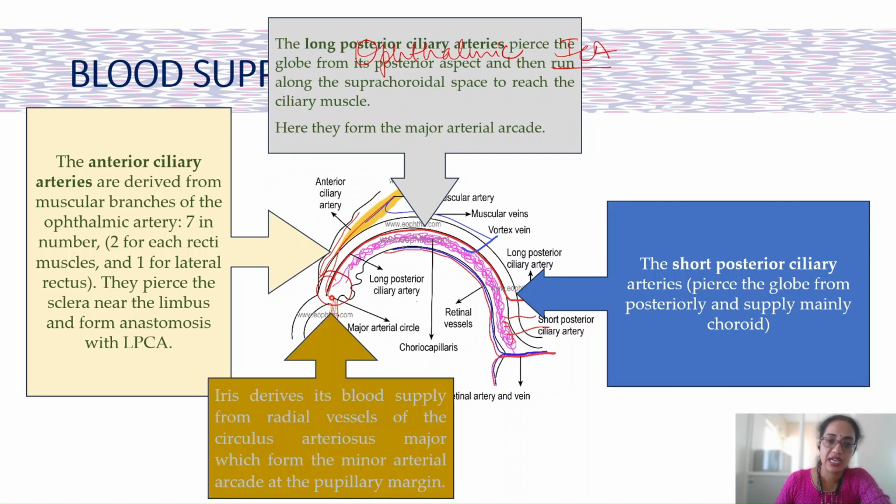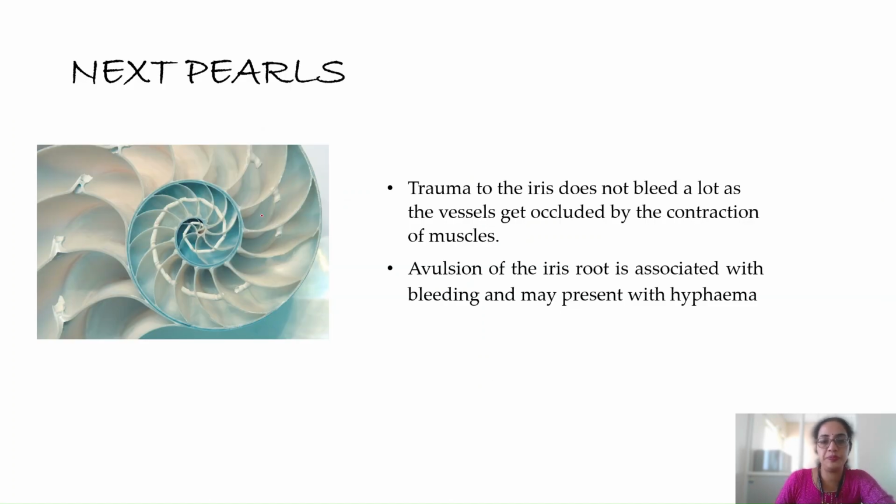So the iris derives its blood supply from the radial vessels. From this major arterial circle, which forms a circular network of vessels around the iris, radial vessels enter the iris, and at the pupillary margin they form the minor arterial circle or circulus arteriosus minor. So this is how the blood supply of uvea happens.